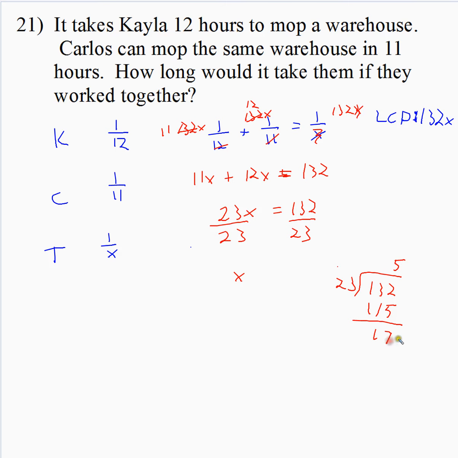So we get 5 and 17/23 of an hour. Again, you could take 17/23, multiply it by 60, and that would tell you how many minutes that would be.